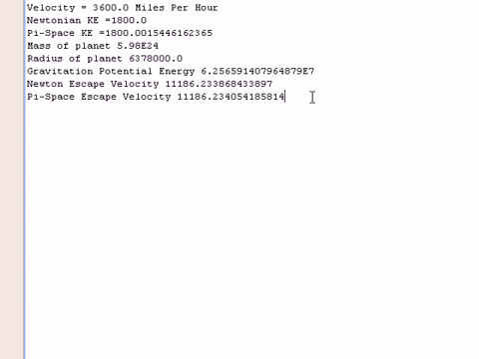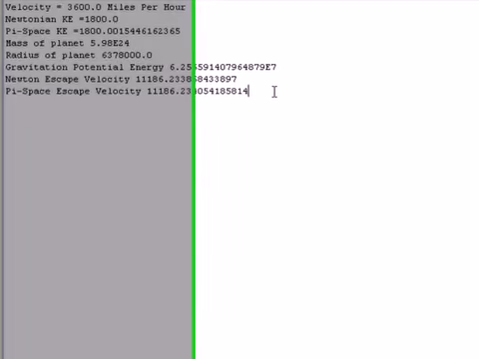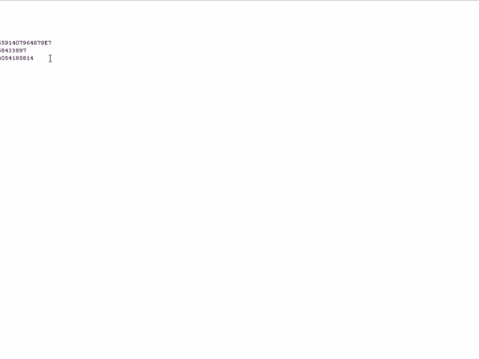So that's describing how to use the pi space theory to calculate the gravitational potential and the escape velocity.